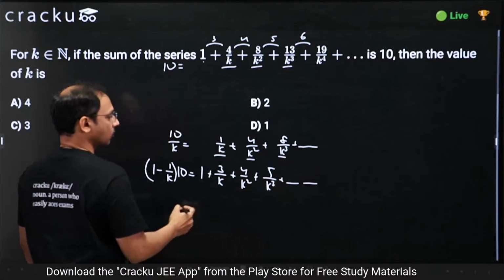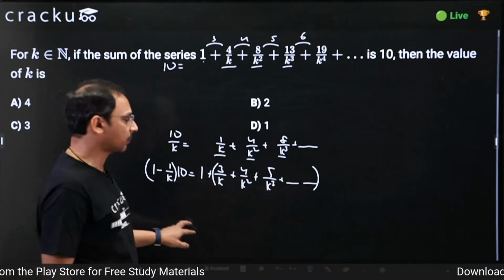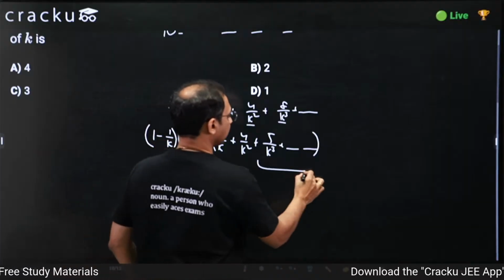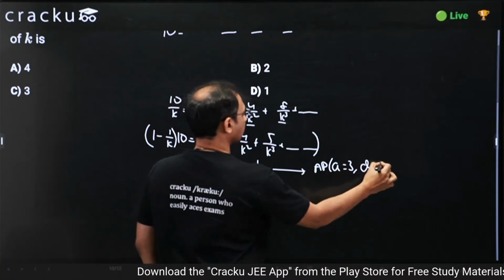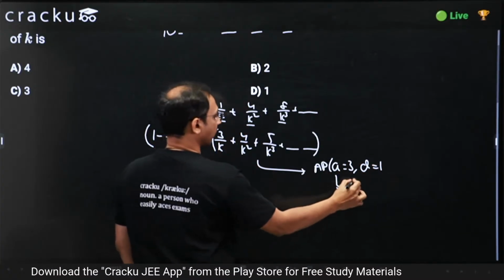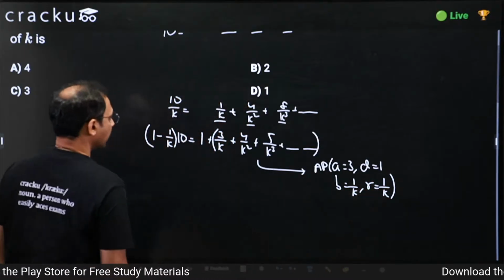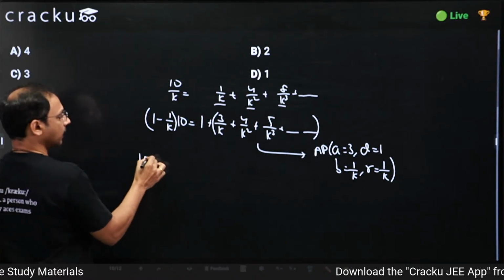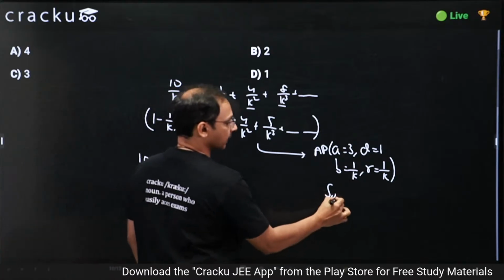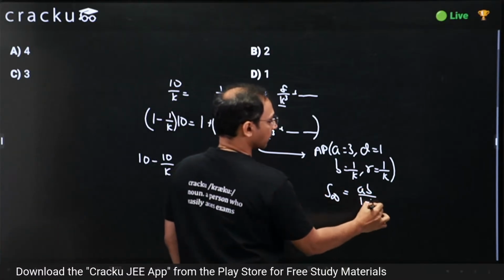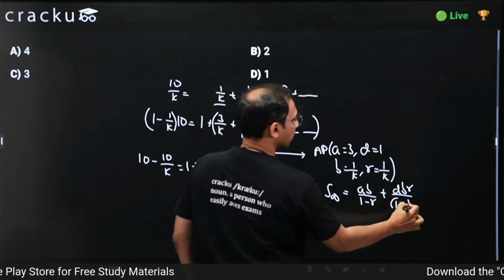And so on. So here we have an AGP. You have an arithmetic progression as well as geometric progression. So this particular AGP, AP the first term is 3, common difference is 1. GP the first term is 1 by k and common ratio is also 1 by k. So let us apply S infinity formula. I get 10 minus 10 by k is equal to 1 plus, what is S infinity? That is ab by 1 minus r plus dbr by 1 minus r whole square.